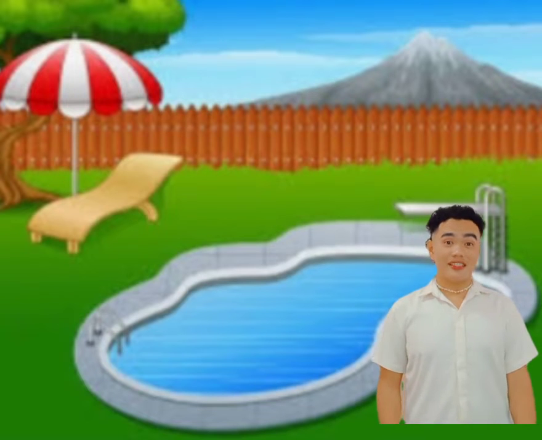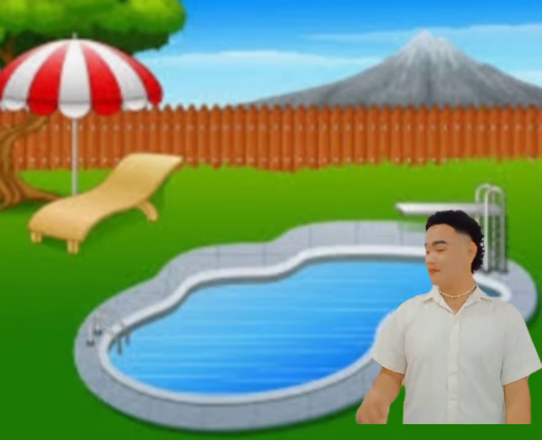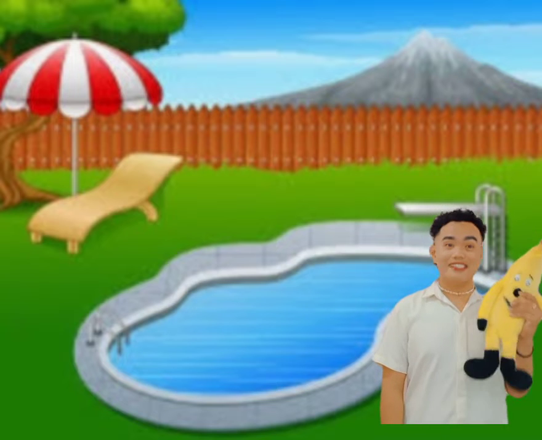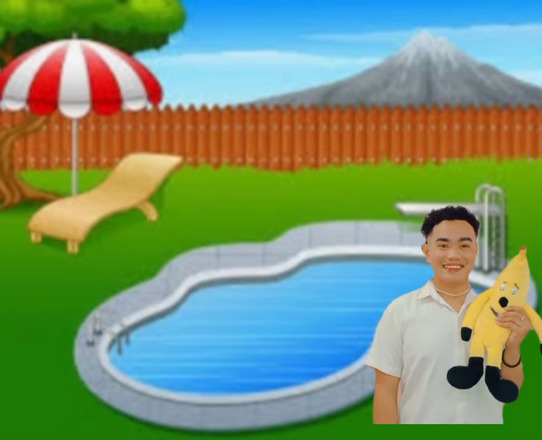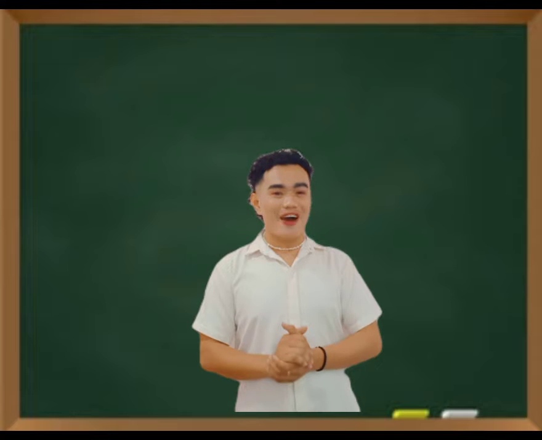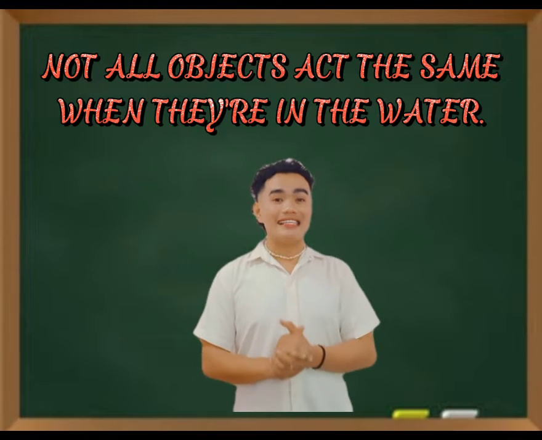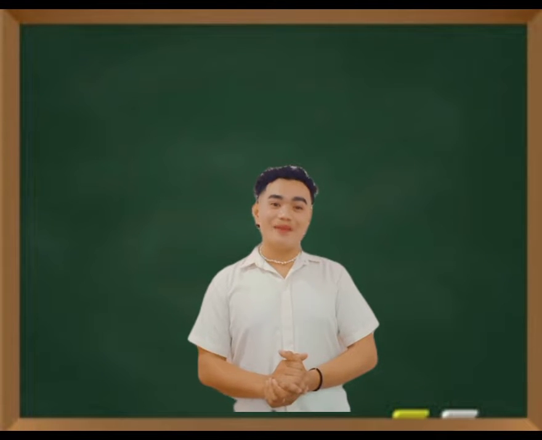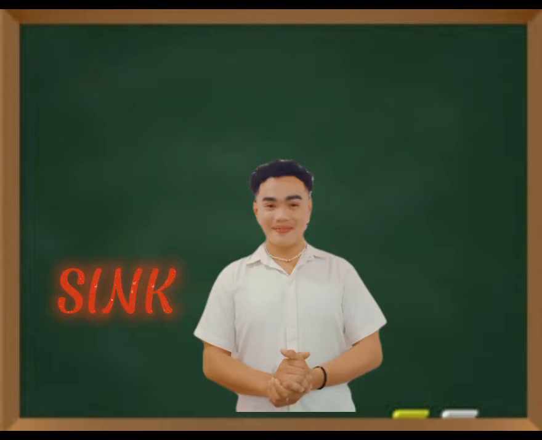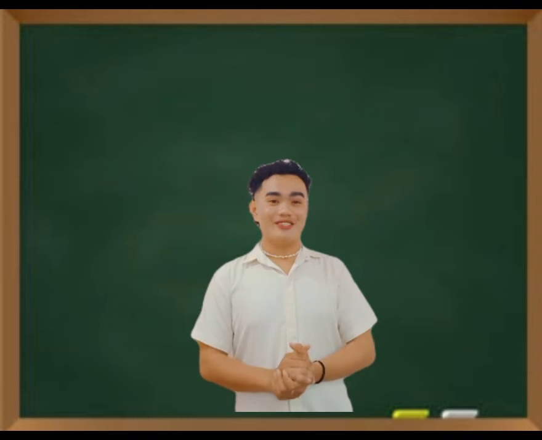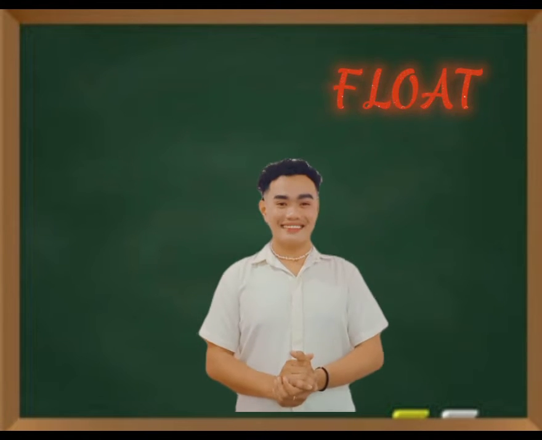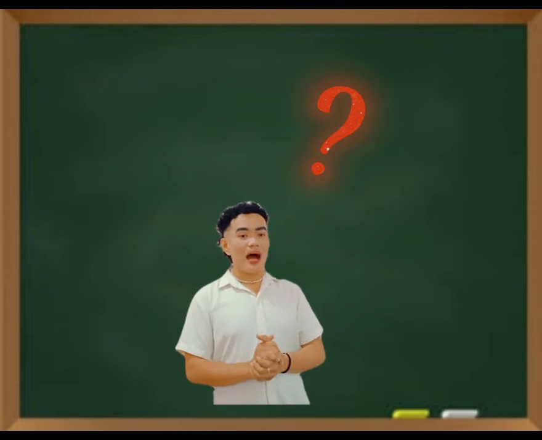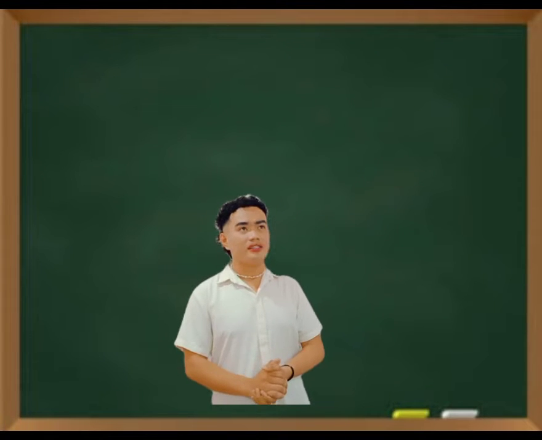Have you ever thought of putting a stick into a pan? Or maybe you like to bring some toys into a tub. Either way, you probably found that not all objects act the same when they are in the water. Some things sink to the bottom, and other things float on top. Why does that happen? What are some other things that float and sink in the water?